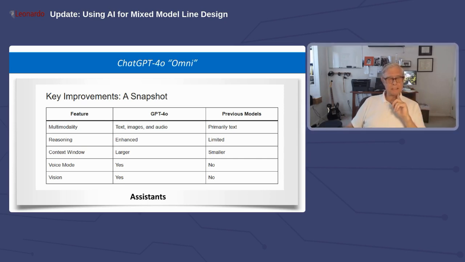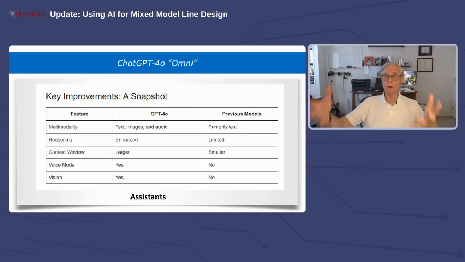So this new version has text, images, and audio. That's the O part of Omni. Better reasoning, better intelligence, I guess. Bigger context windows, so you can share more information, more words or content. It has a voice mode and a vision mode.